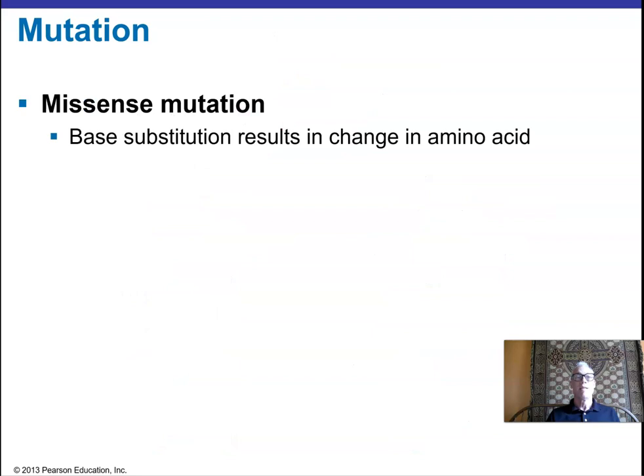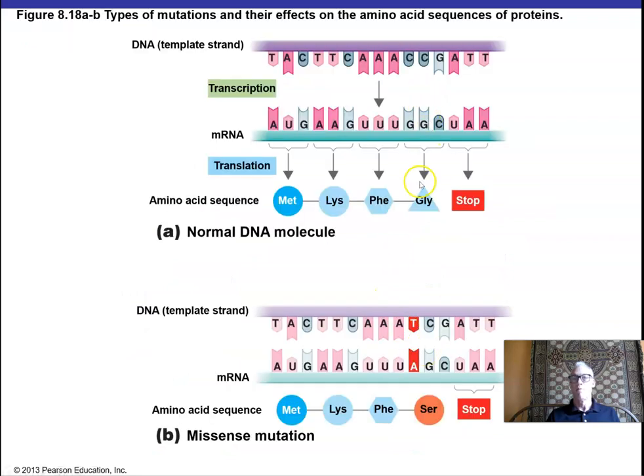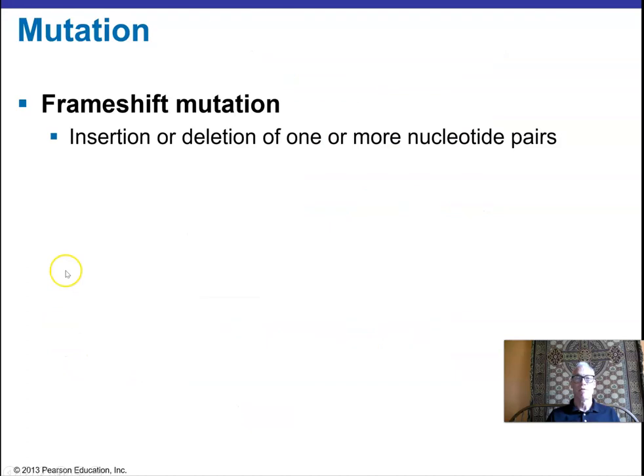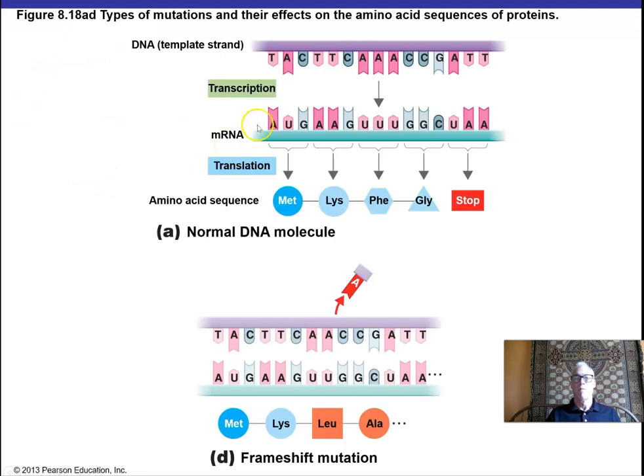So missense is substituting a base. We went from a glycine here to a serine. Nonsense is inserting a stop codon, so that we're going to have a truncation, early termination of transcription and translation, I should say. A frame shift mutation: if we either insert or remove a base, instead of just swapping the identity of a base, we either insert one and change the orientation of all the codons thereafter. That's going to be a frame shift mutation.